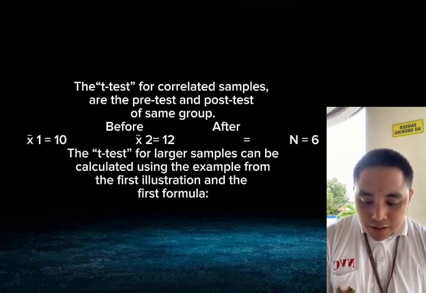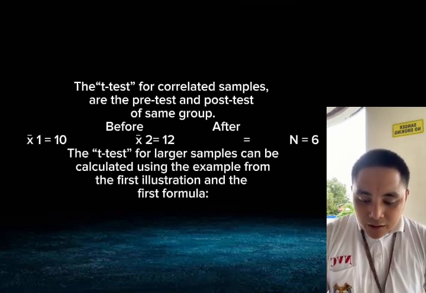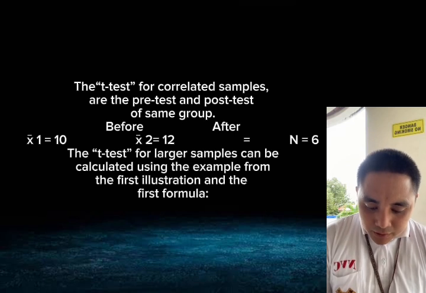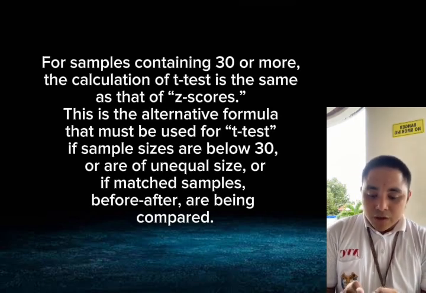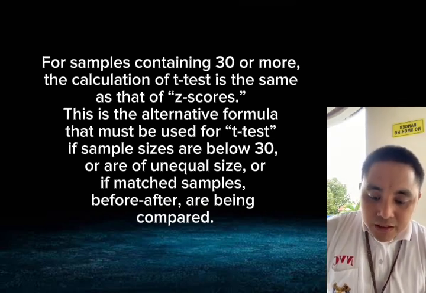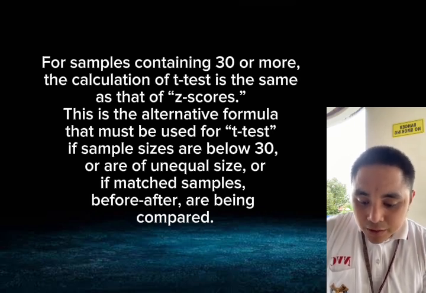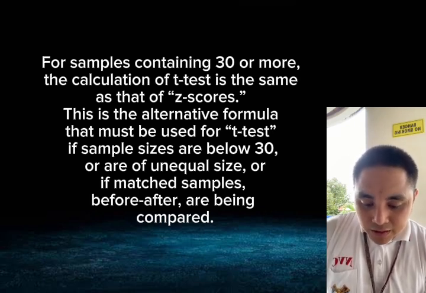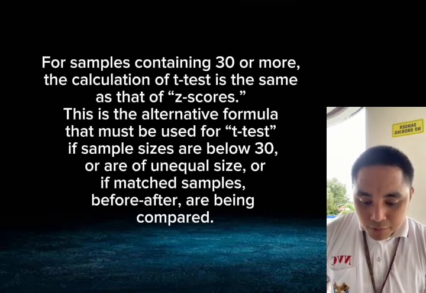The t-test for larger samples is calculated using the sample from the first illustration and the first formula. For samples containing 30 or more, the calculation of the t-test is the same as that of z-scores. This is the alternative formula that must be used for the t-test if sample sizes are below 30, or are of unequal size, or if matched samples before and after are being compared.